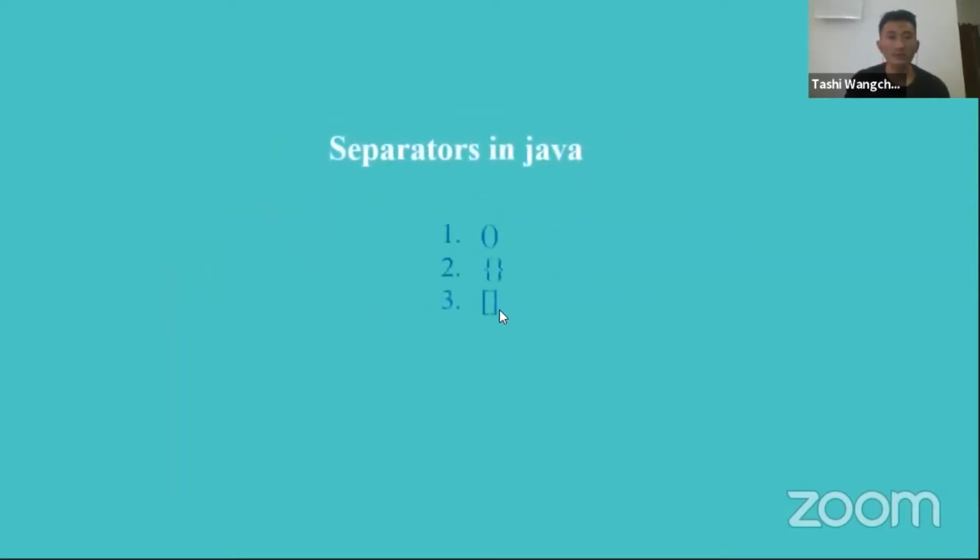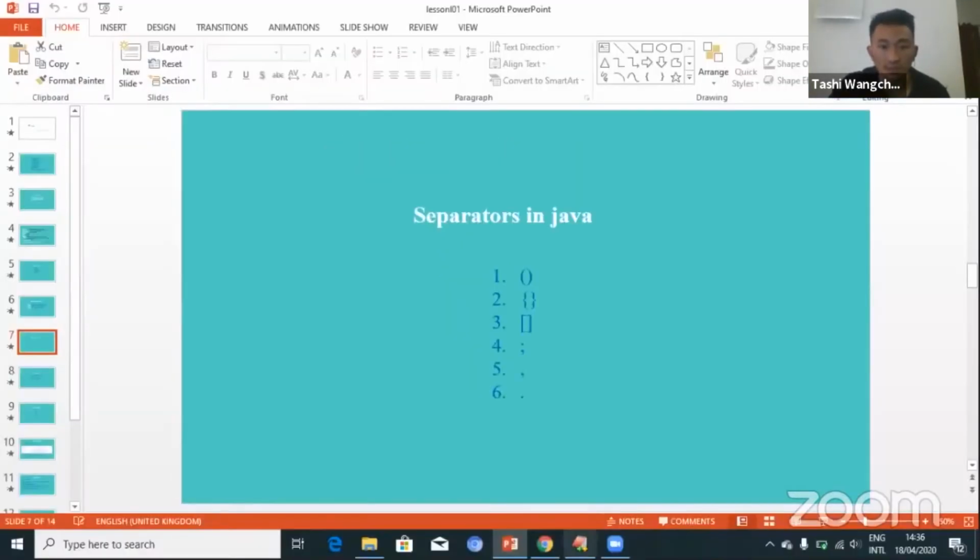Now, when it comes to separators in Java, we have parentheses. Number one is parentheses. These parentheses are mainly used in methods for declaring the arguments and the parameters. Let me show these things in an example.